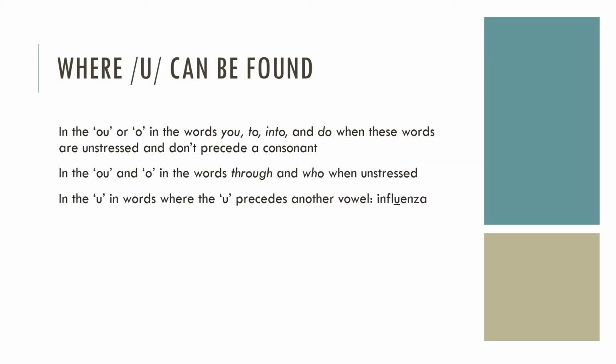Then where can U be found? U can be found in unstressed words that contain the letters OU or O. For example, in the words you, to, into, and do. Also in the words through and who. U also can be found in the letter U in words where the U precedes another vowel, like in the word influenza.